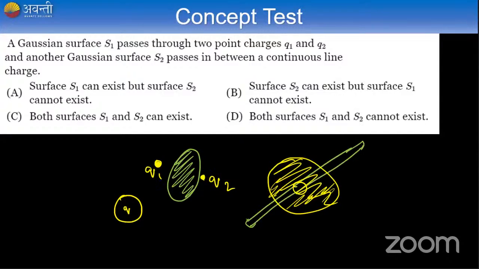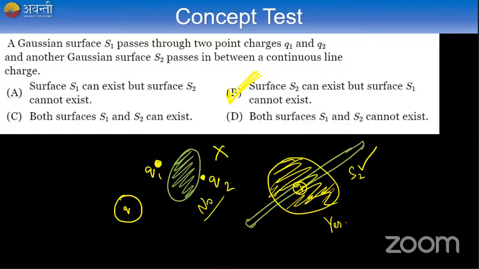So in the first case, can you see any charge inside the Gaussian surface? Yes or no? Is there any charge inside this? No. In the second case, is there any charge at this point? At this point, do we have any charge here? Yes. So surface 2 is possible, but surface 1 is not possible. So surface 2 can exist, but surface 1 cannot exist; that is the right answer, option B. Option B is the right answer, guys. So everyone who had answered something else, please try to check your answer again.